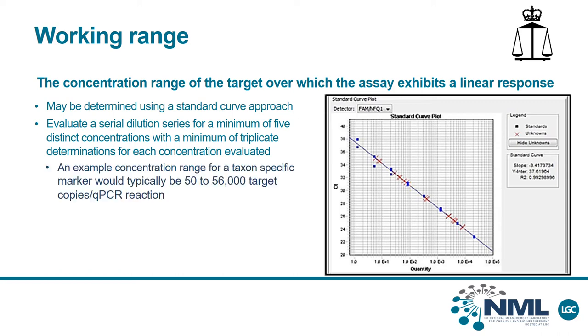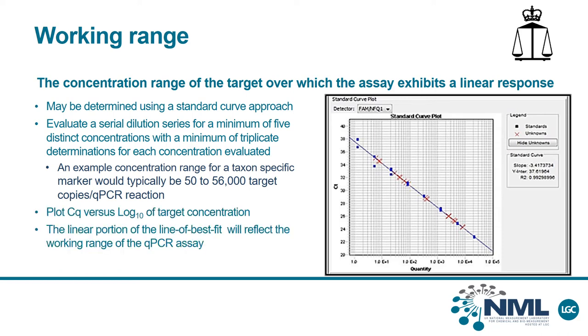As a rough guide, concentrations ranging from 50 to 56,000 copies of target sequence per PCR reaction would typically be employed for the evaluation of a taxon-specific marker. Determining the line of best fit to a semi-logarithmic plot of the measured CQ against target concentration will provide an indication of the working range obtainable for an assay.